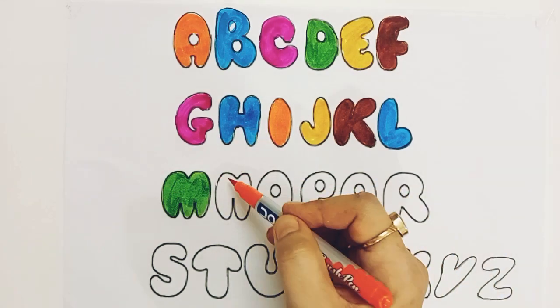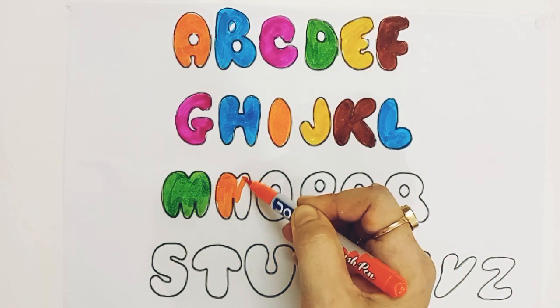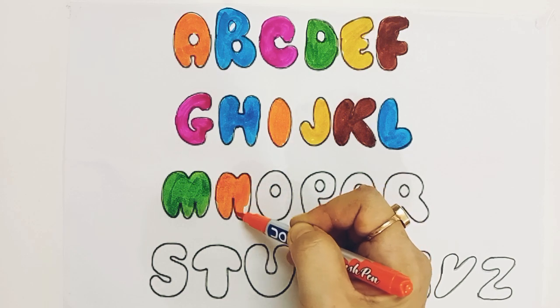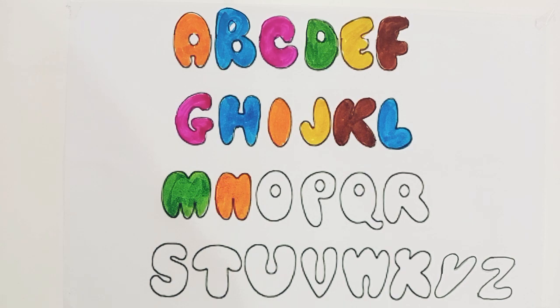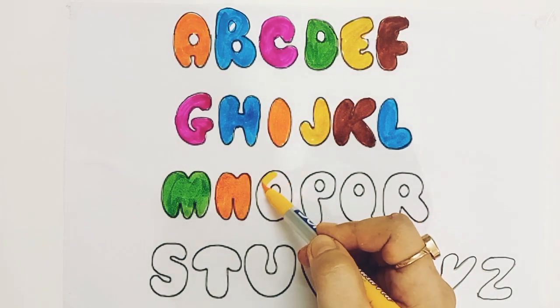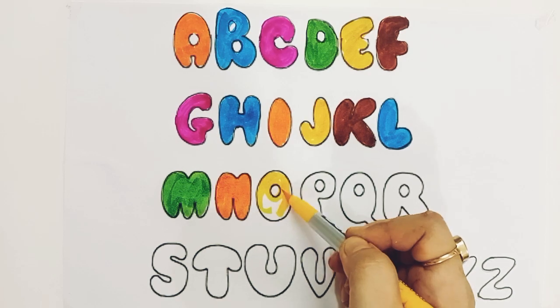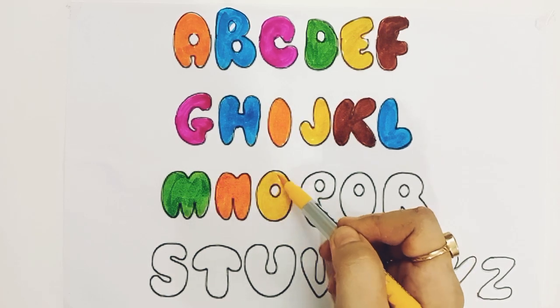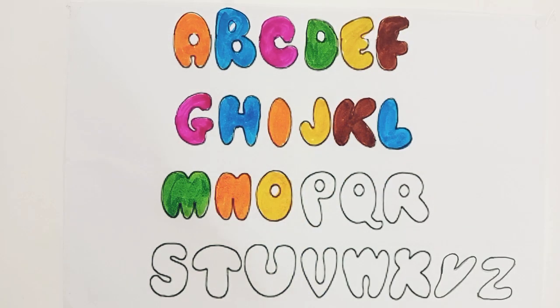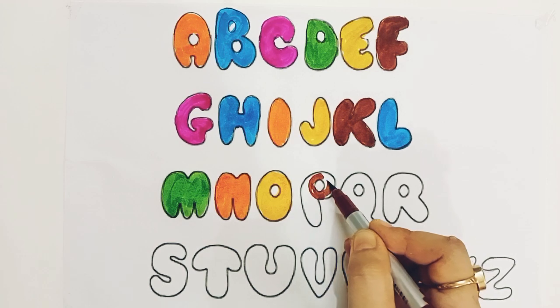Orange color. N. N for nest. Orange color. Yellow color. O. O for owl. Yellow color. Brown color. P.